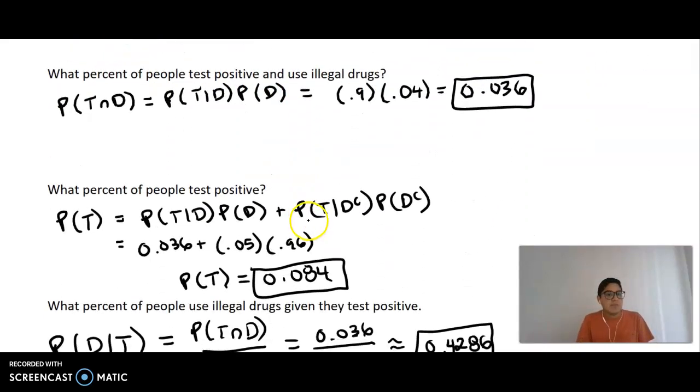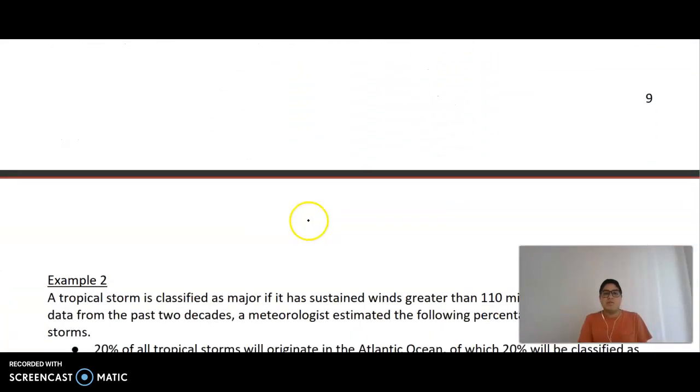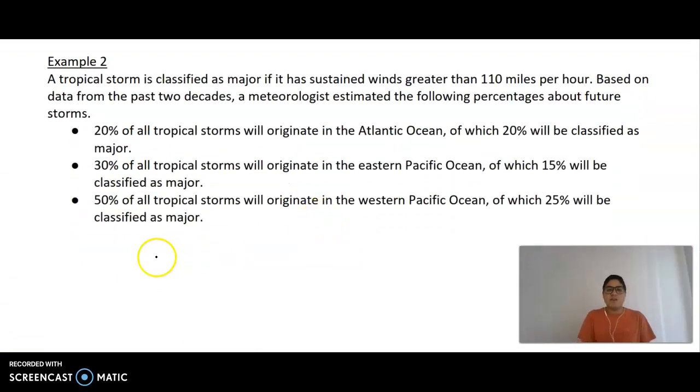So what I need you to do now is go to the next page, and I need you to try out this example that is related to major storms. And there's a few scaffolding questions there for you, so go ahead and look at this one.